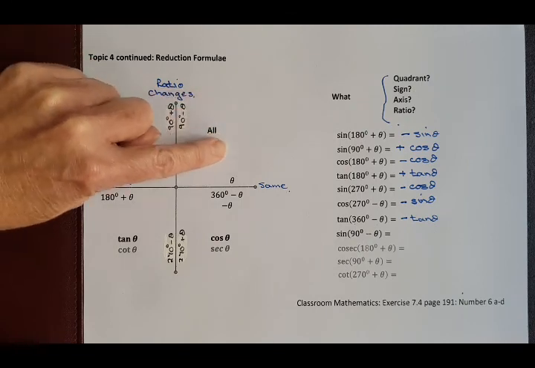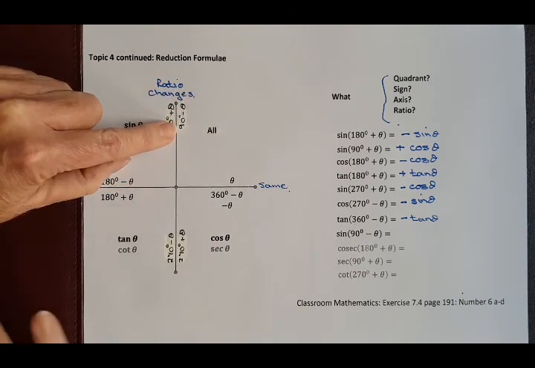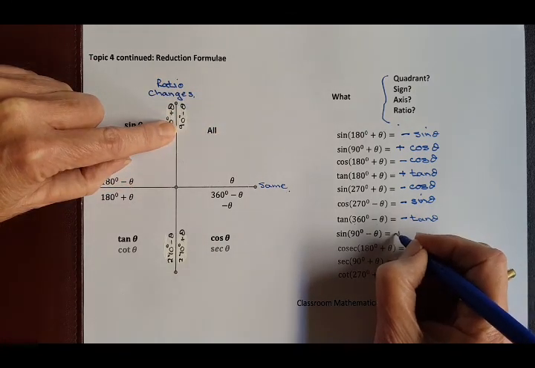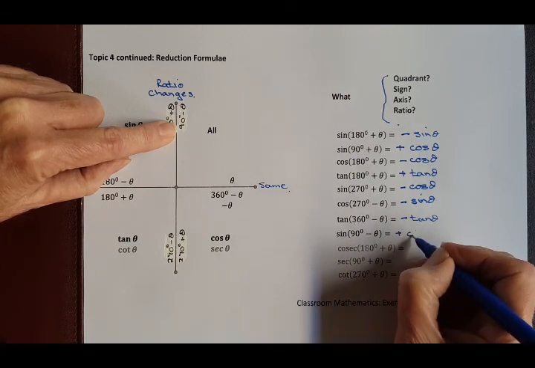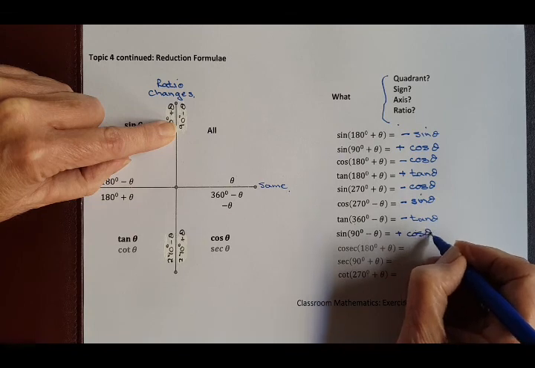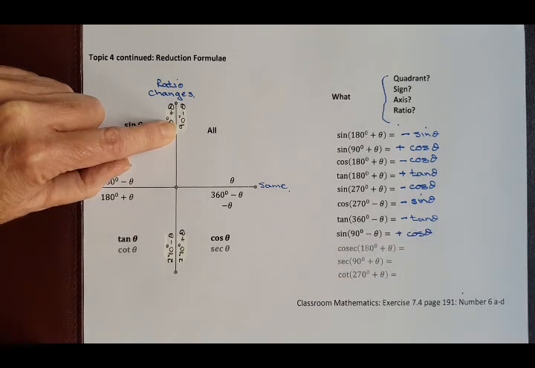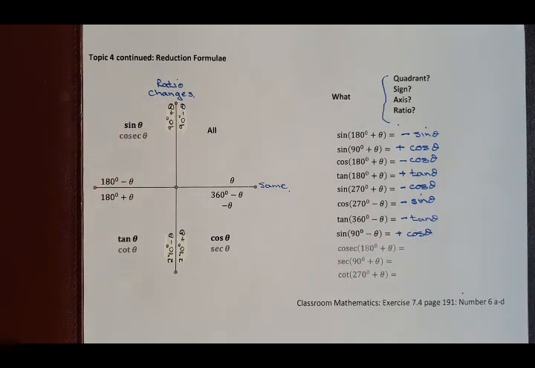Sine of 90 minus theta, what quadrant? First. What sign? Positive. What axis? Y. What ratio? It changes to its co-function. And then these last 3 examples would only be for AP.